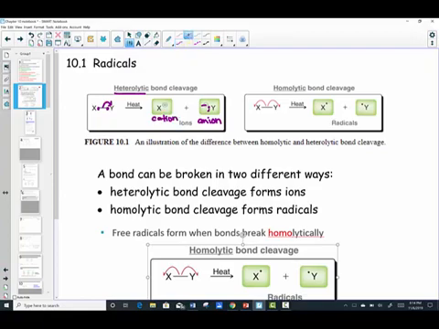Notice that I'm using a double-headed arrow. Each tip of the arrow you can think of as carrying an electron. So when 2 electrons are moved, we use a double-barbed arrow.